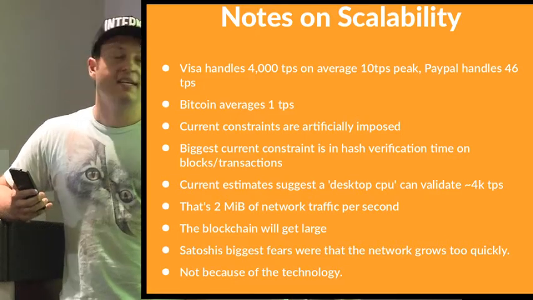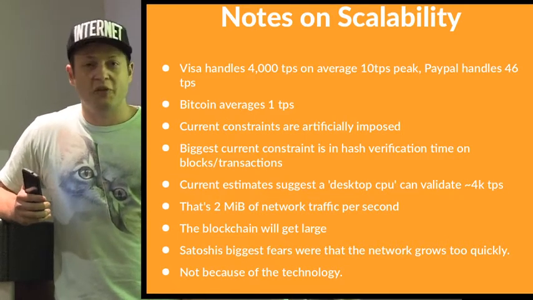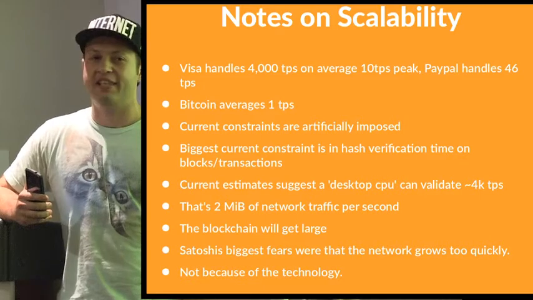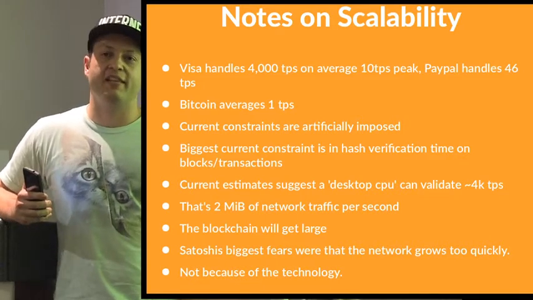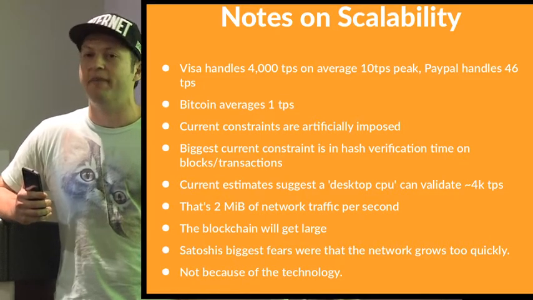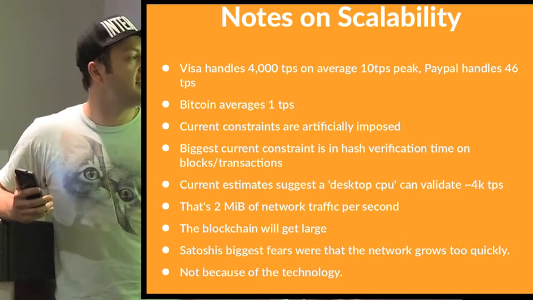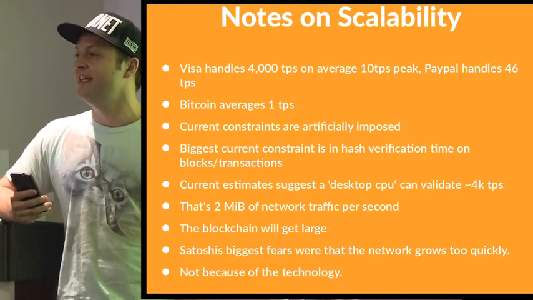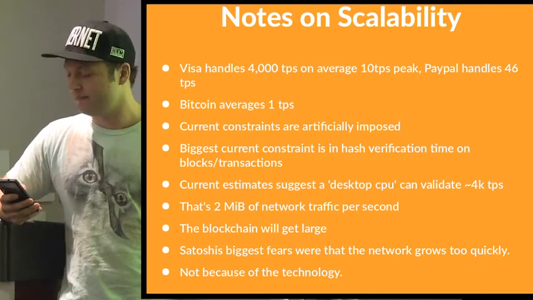And I think I want to leave you with this. The biggest concerns that Satoshi had were related to scalability, and I think these were wise concerns. But his concerns weren't about the network speed. I think they were more about the socioeconomic impacts. And I share those. I think Bitcoin's a wonderful thing, but we can't grow too quickly because there are big changes afoot. And that's it.